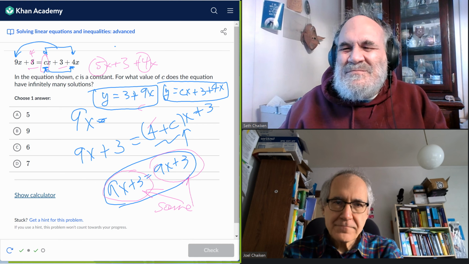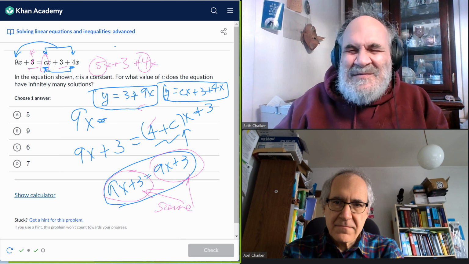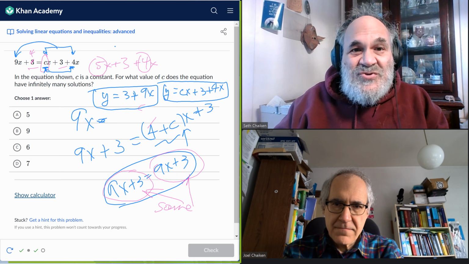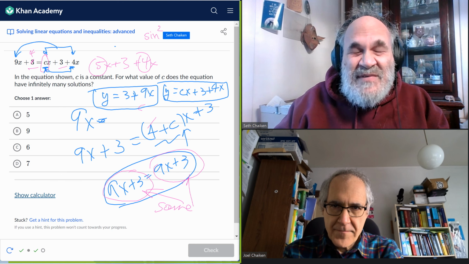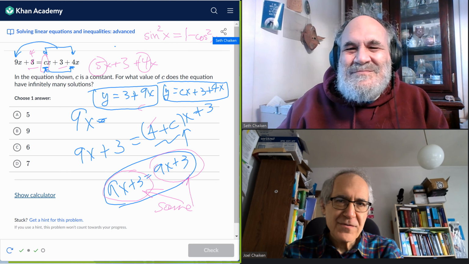An example of an identity in trigonometry is sine squared of x is equal to 1 minus the square of the cosine of x. So no matter what x is, it's always true.